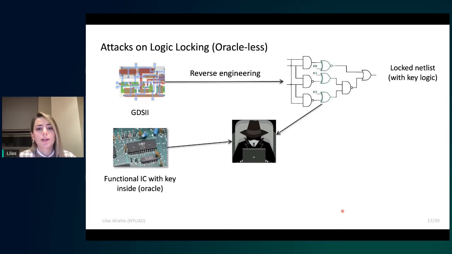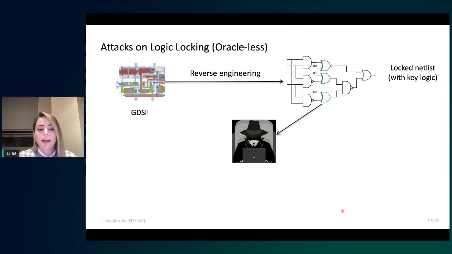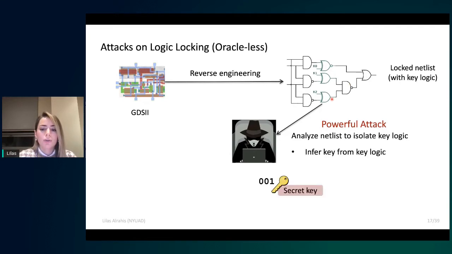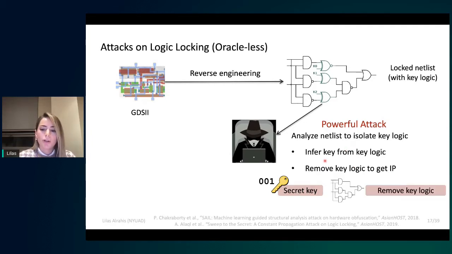Now, another threat model is the oracle-less threat model, in which the attacker does not have access to this functional chip. The attacker only has access to the reverse engineered locked netlist, and based on its structure, identifies the key logic and isolates it, and either infers the secret key from the structure or removes the protection logic completely. This is considered a more powerful attack because the attacker can break logic locking with limited resources, which means the attacker can also launch the attack earlier in the supply chain.